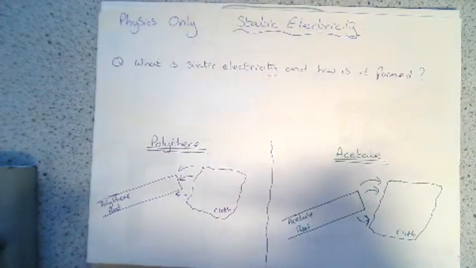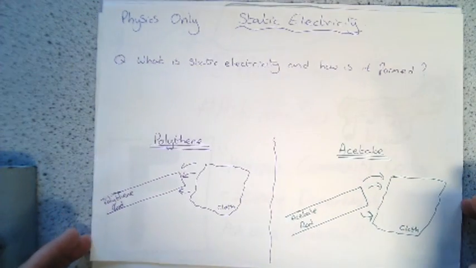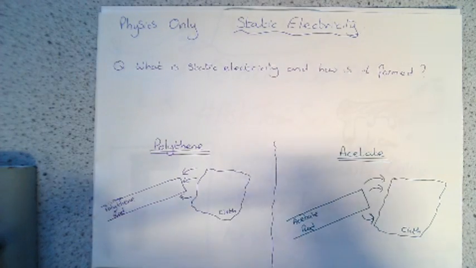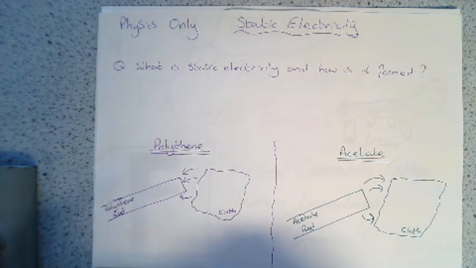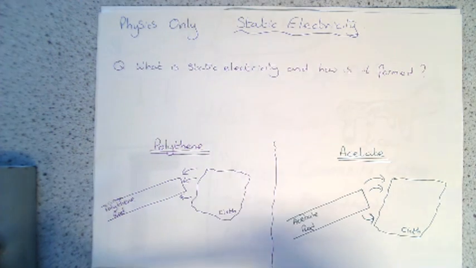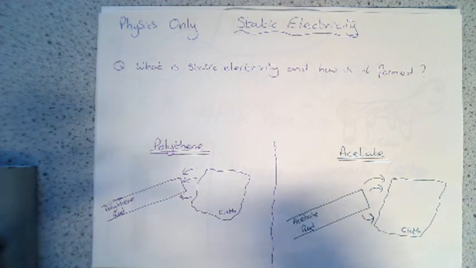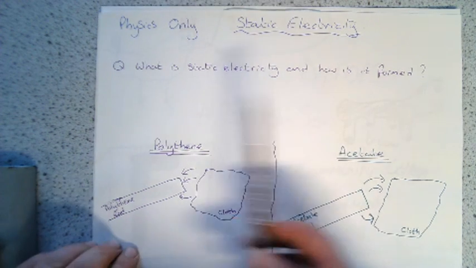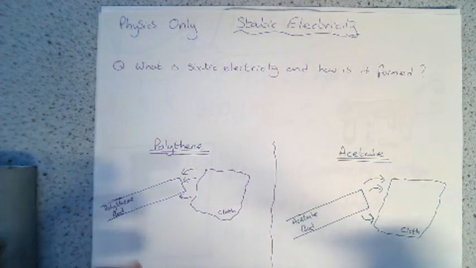Okay, welcome back, boys and girls. We're going to do a quick recap of some of the key things that are physics only. So we're going to go all the way to Spec 2, which is electricity. And one of the things that you need to do is to understand what static electricity is. So I've got a quick question here. What is static electricity and how is it formed?